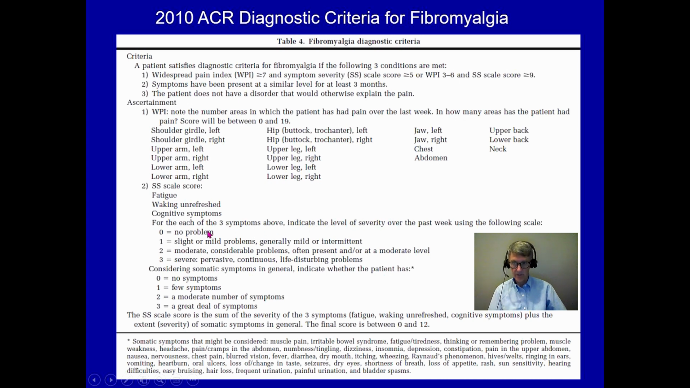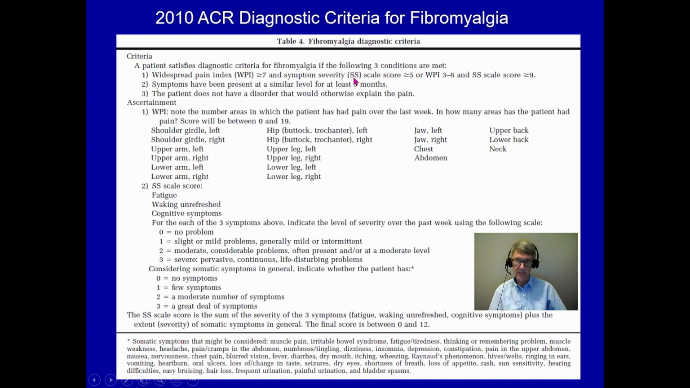and if they have a symptom severity scale greater than or equal to 5. The symptom severity scale includes fatigue, waking unrefreshed, and cognitive symptoms, and they score those 0 from no problems all the way up to 3 for severe, pervasive, continuous, life-disturbing problems. With the widespread pain index and the symptom severity scale greater than 5, one can classify as fibromyalgia. Or if they do not have sufficient tender points and they have a widespread pain index of 3 to 6 with a somatic symptom scale score of greater than 9.